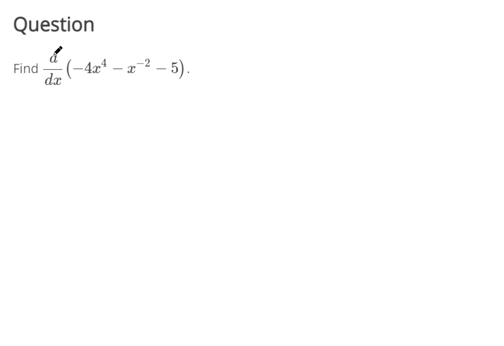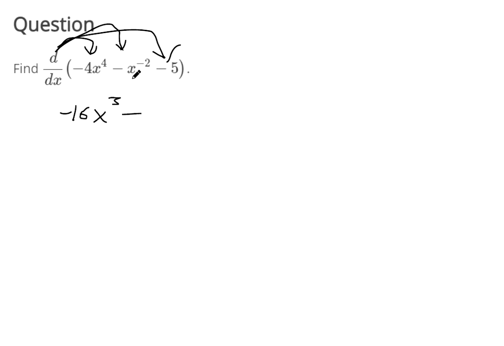So the good news is that the power rule also extends to negative exponents. Remember, when you're evaluating a derivative, it's a linear operator. You can distribute it, kind of. So that means you can find the derivative of each separate term. So negative 4x to the fourth, that derivative is negative 16x to the third.